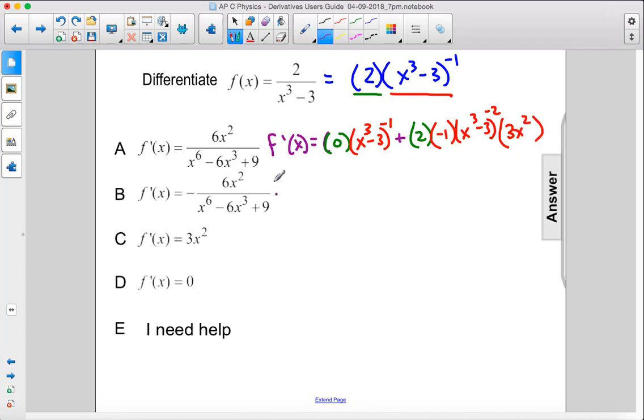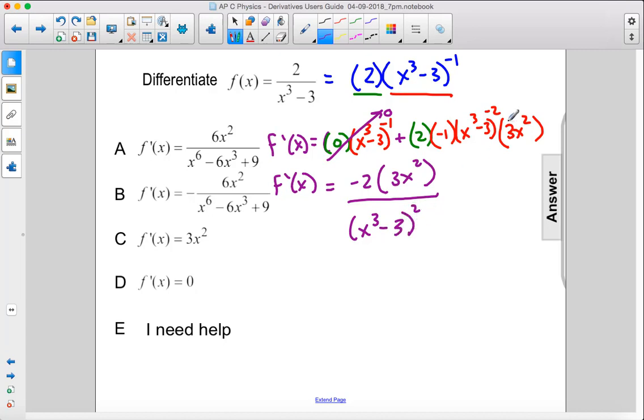All right, now all we have to do is simplify. So this whole thing goes away, and we're left with this portion. So we'll have negative 2 times 3x squared. I'm moving this to the bottom, over this part, which is (x to the third minus 3) to the second power. I've just moved it to the bottom because it has a negative exponent. And I can actually simplify this a little more. We have negative 6x squared over (x to the third minus 3) squared.